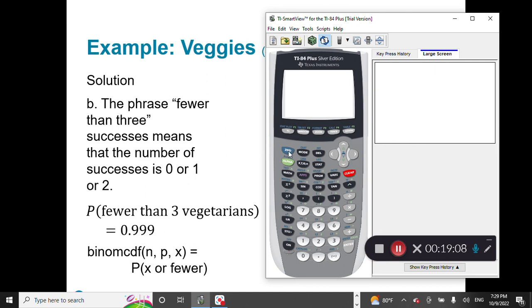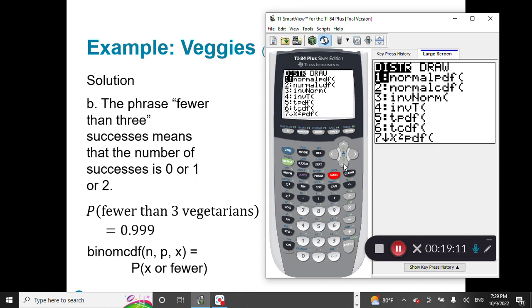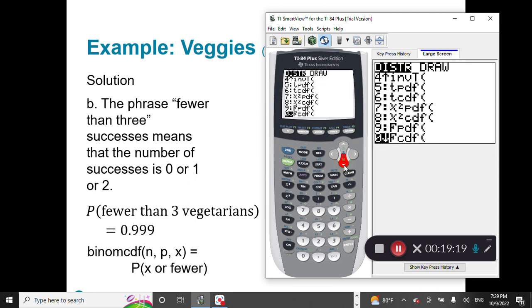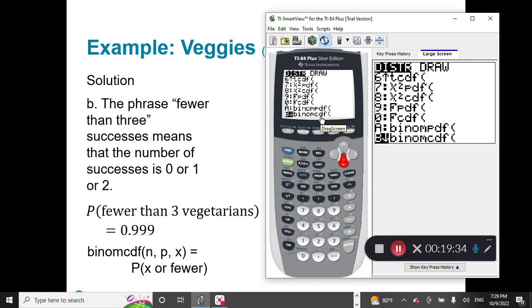So let's go back to second and vars, which is our distribution menu. And this time we're going to scroll down 1 more than we did previously until we find the binomial CDF command. So again, binomial PDF is our binomial probability distribution function. That's for exactly x successes. Here we have the binomial cumulative density function. That C means that we're looking at multiple values of x. We're going from x successes being 0 all the way up to a maximum number of successes.